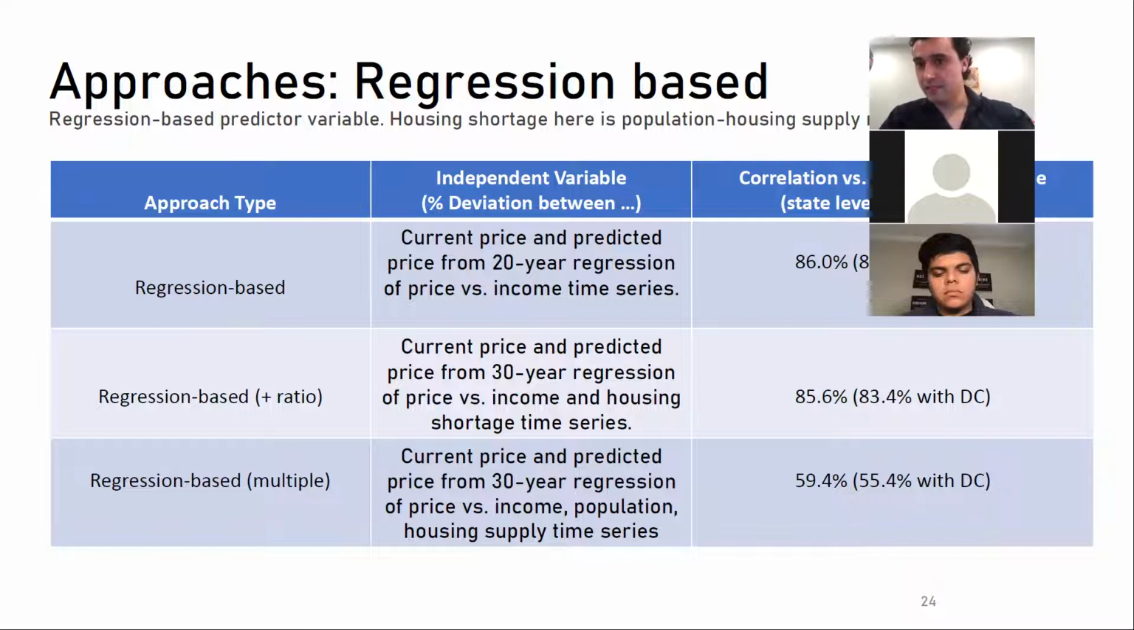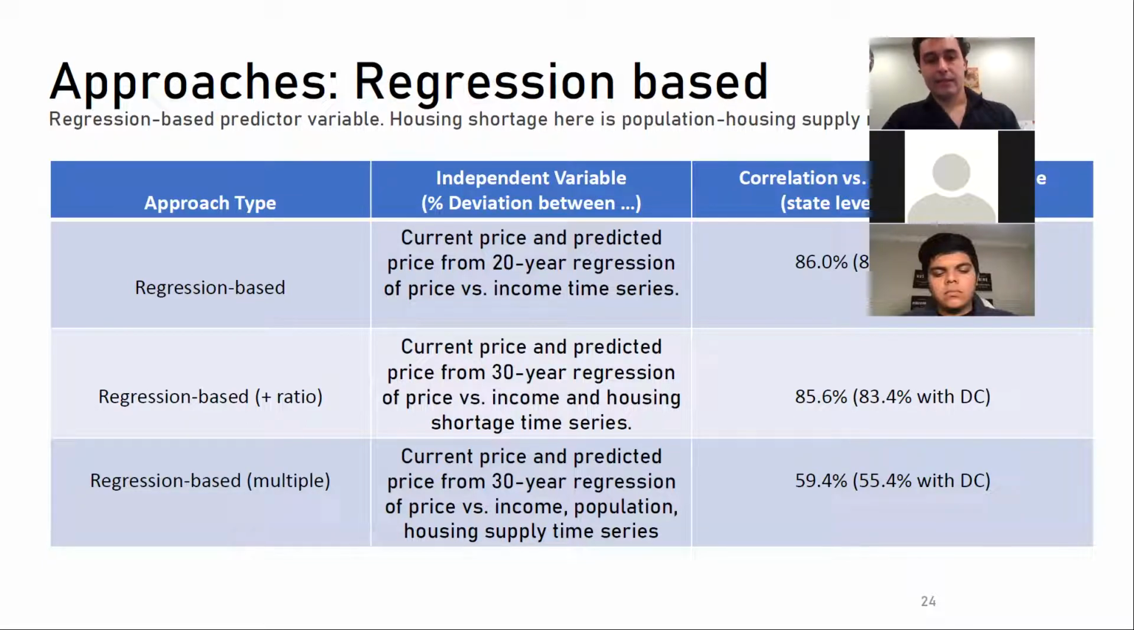And to clarify the deviation from that: we attempt to predict where the price should be based on the income time series. And then the deviation from that is our predictor of downside risk. That predictor of downside risk correlates 86% to the actual downside. So that's the approach.